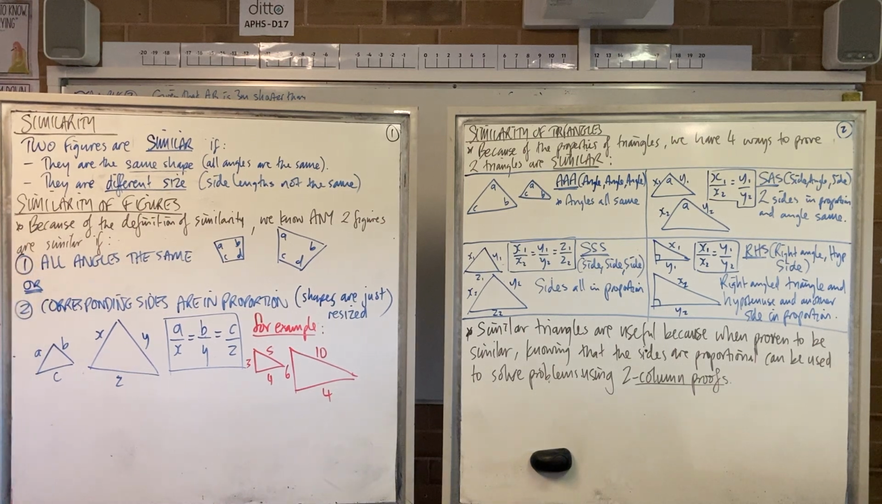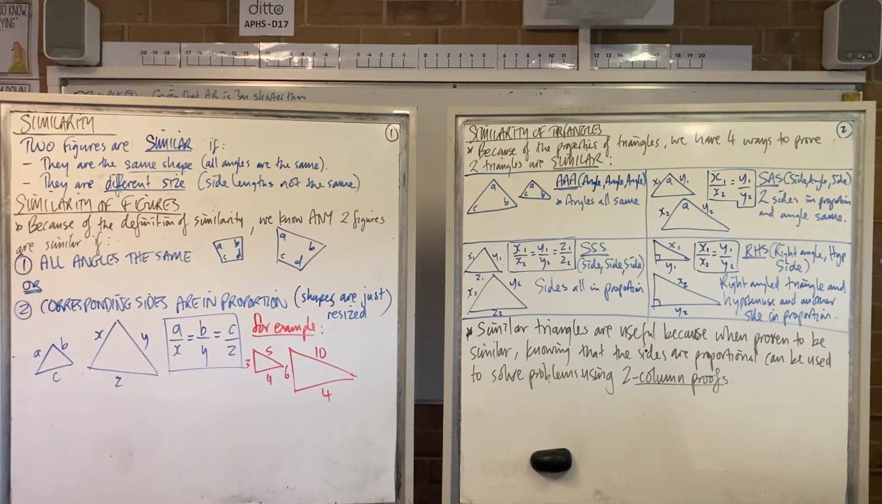Similarity of figures. Because of the definition of similarity, we know any two figures are similar if all of their angles are the same. Or, and this one's tricky, if the corresponding sides are in proportion to each other, which means that the shapes are just resized. So you're looking at this example.